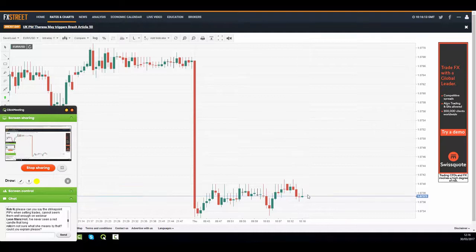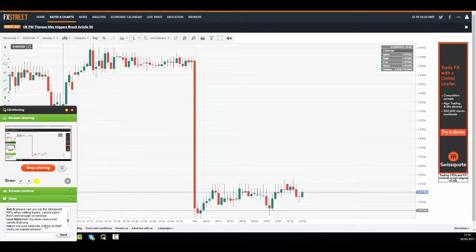This is what's happening at the moment. I did say call, and it has actually been going up. So that's what we're going to try and do: follow the nice trend wave that it is going to show us on the Euro USD. I'm not sure what she means by that. Could you explain, please? What do you mean by that, Rob?